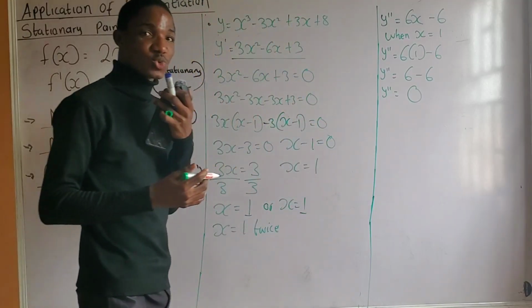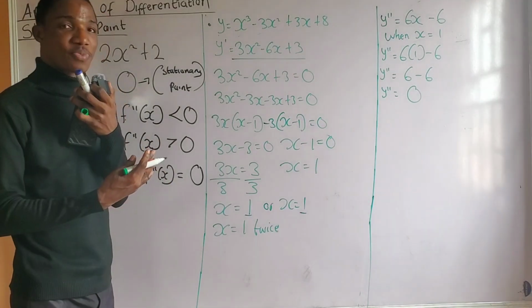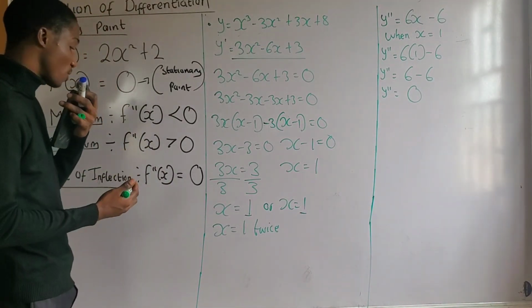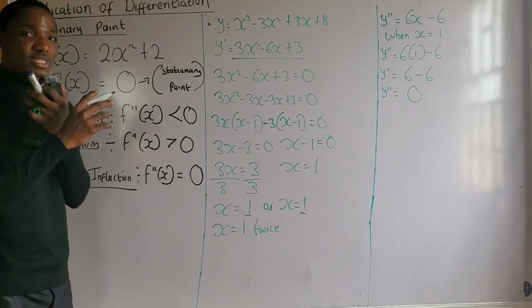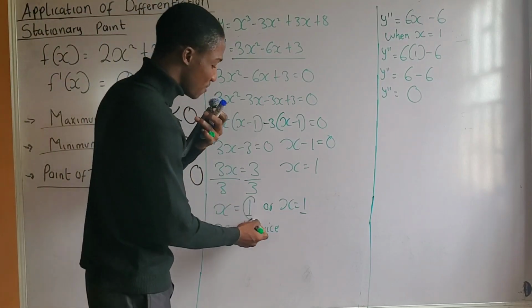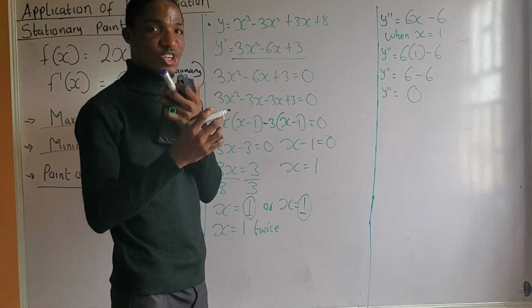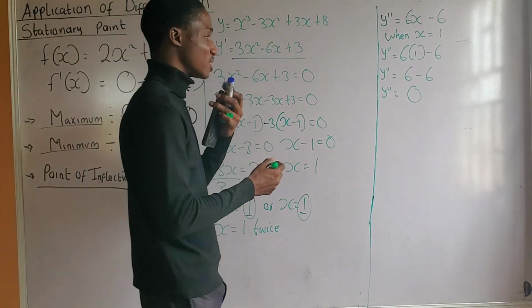Now, my precious students, if the second derivative test is equal to 0, is this stationary point maximum? Is it minimum or point of inflection? Yes, it is point of inflection, because at point of inflection, the second derivative test is equal to 0. So therefore, the stationary points that we have here are points of inflection. Are you getting it? So we are able to distinguish between them. The stationary point is point of inflection.